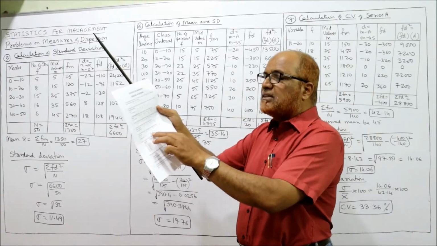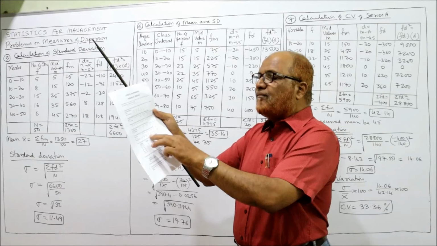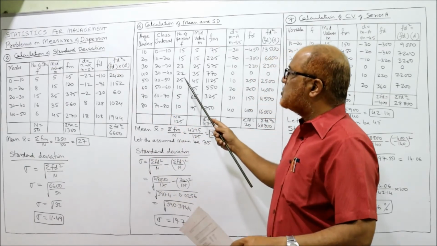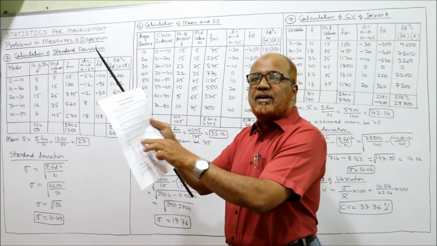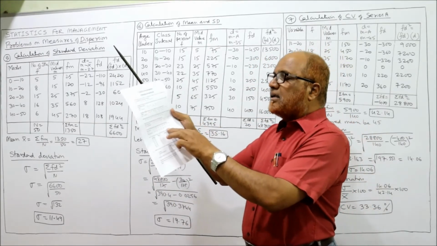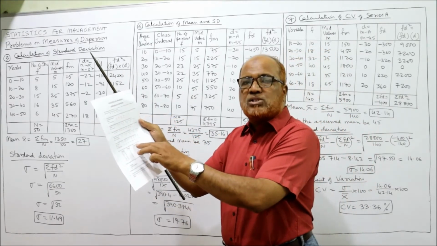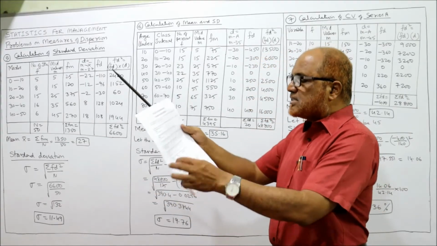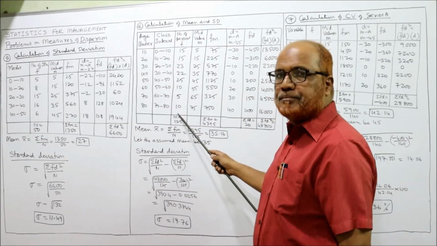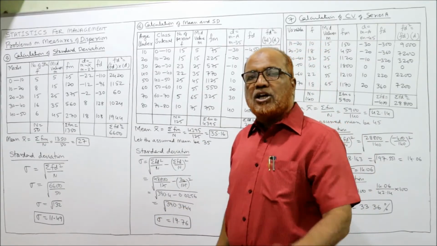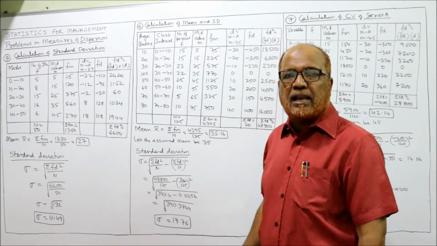Next one, 53 minus 30 is 23. Then 75 minus 53 is 22. Then 100 minus 75 is 25. Next 110 minus 100 is 10. Next 115 minus 110 is 5. Lastly 125 minus 115 is 10. Now we have converted the cumulative frequency into normal frequency. Now easily we can make the calculations.